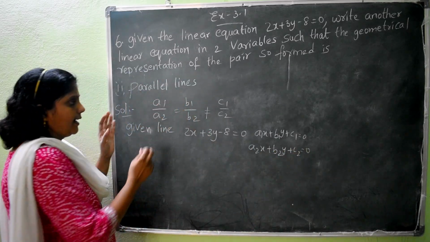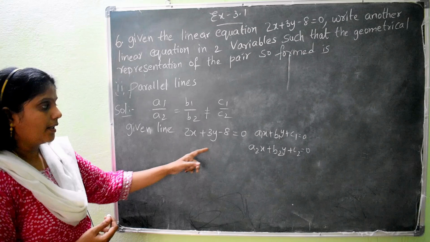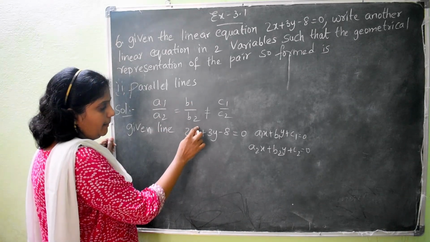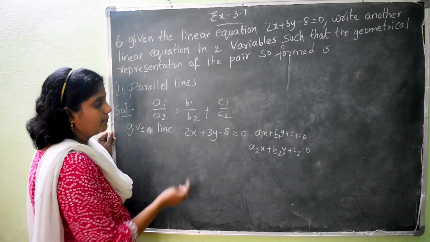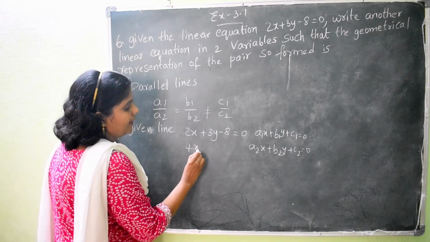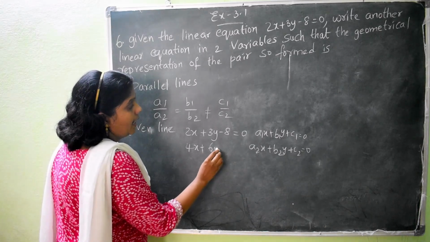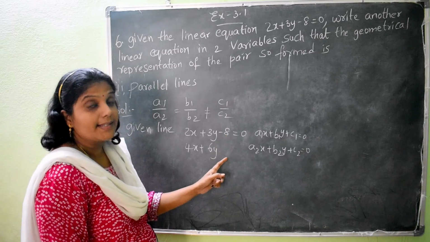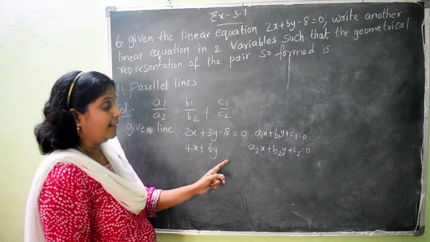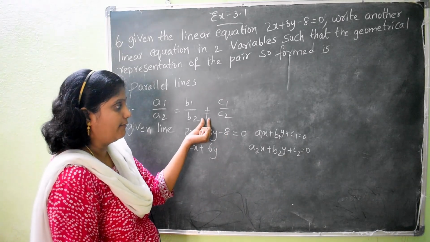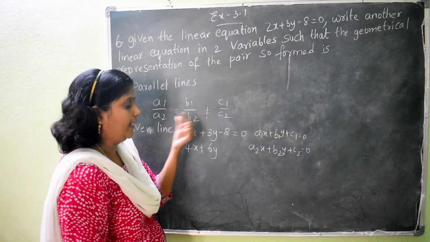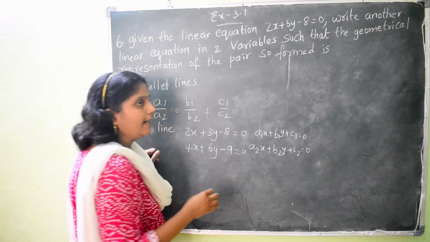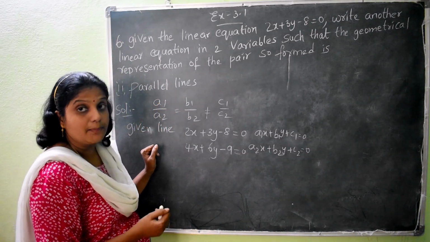So observe these ratios and frame the line. a1 by a2 is equal to b1 by b2. So now we can write the same multiple. 2 2s are 4, 3 2s are 6, but it should not be equal to c1 by c2. Generally we could write 8 2s are 16 if it were equal, but here it is given that it is not equal. So write c1 as 9 or any other number other than the multiples of 8.